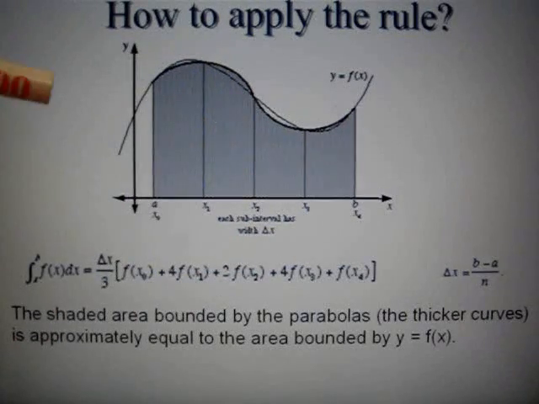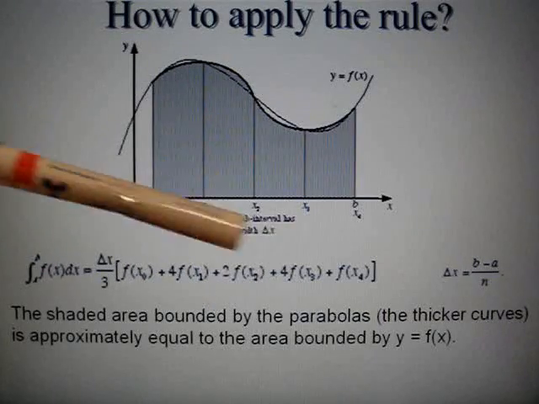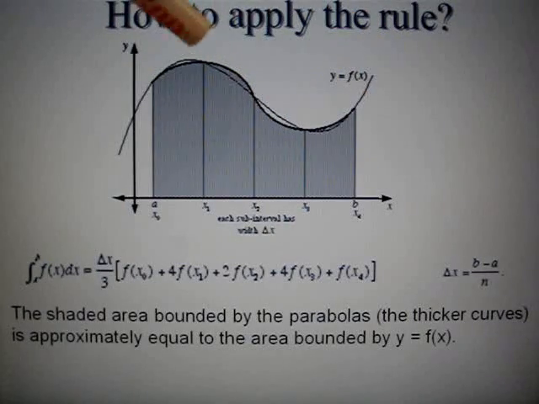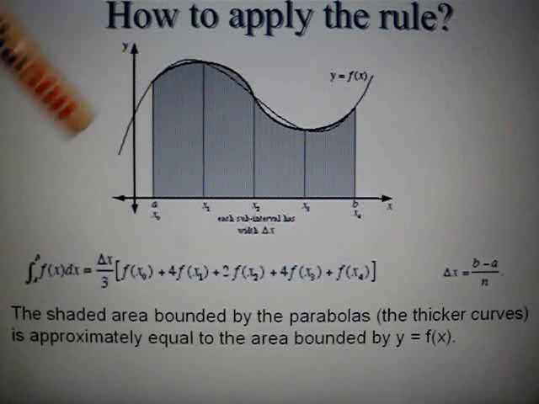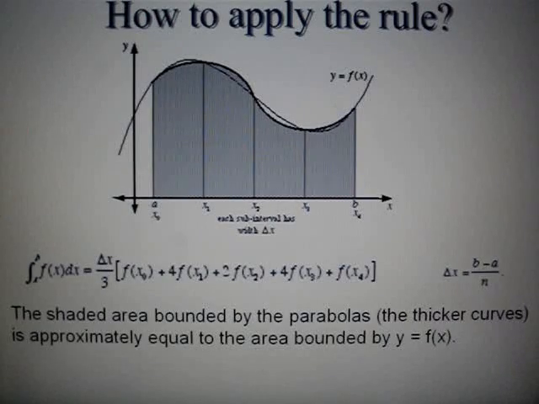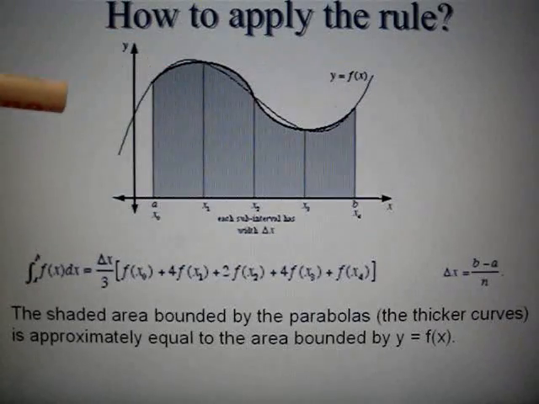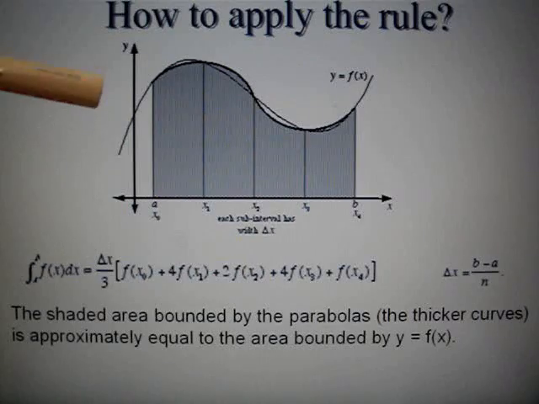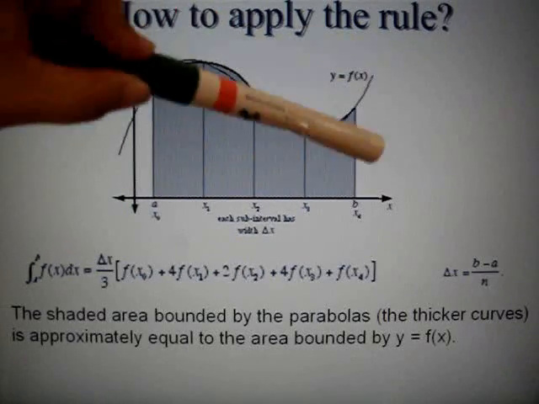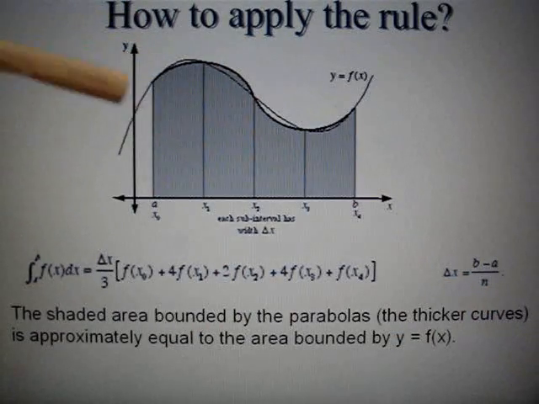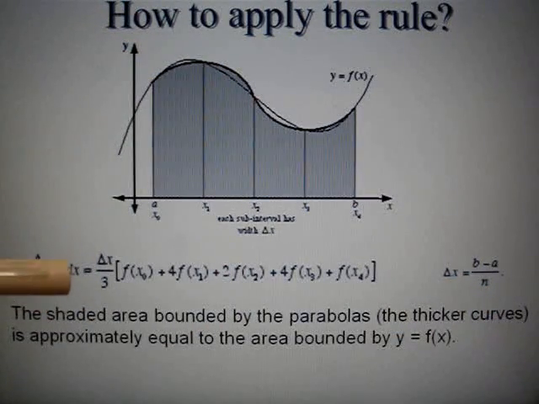As you can see in this diagram, there's a y-axis and an x-axis. So that's the graph. This graph is y equals f(x). When you see this graph, first you divide it. You find your A and find your B, and divide it into n equal parts, which means use this formula. But you must remember that your n is an even number.